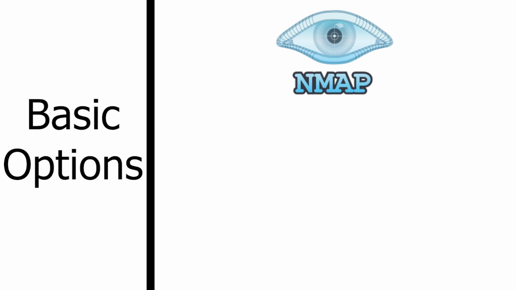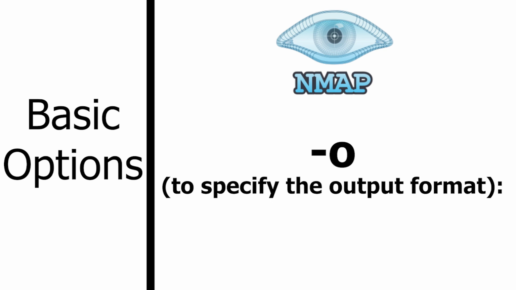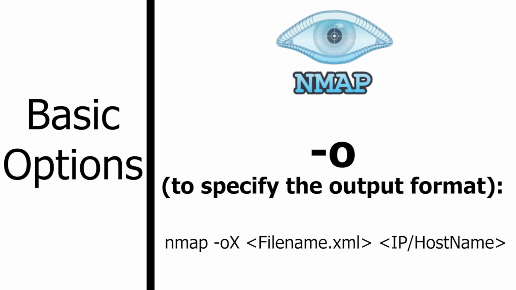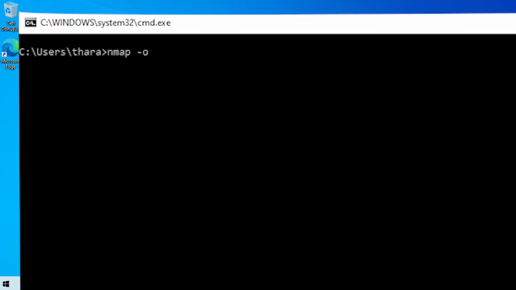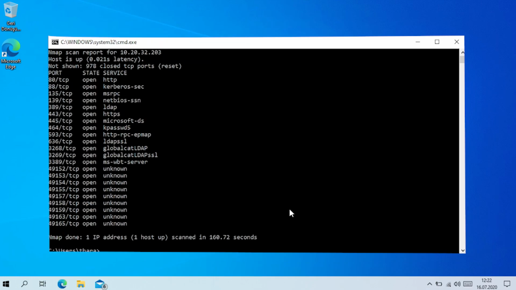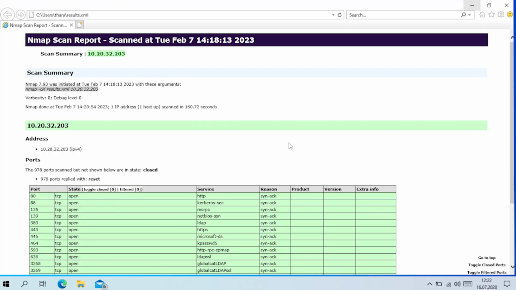Another option in Nmap is the -o option, which allows you to specify the output format of the scan results. For example, you can specify an XML file by using the -oX option. Let's see an example. To save output into the results.xml file, we can run the scan like this. Once the scan is completed, your file will be saved and you can locate the file in your current working directory where you have executed the nmap command.